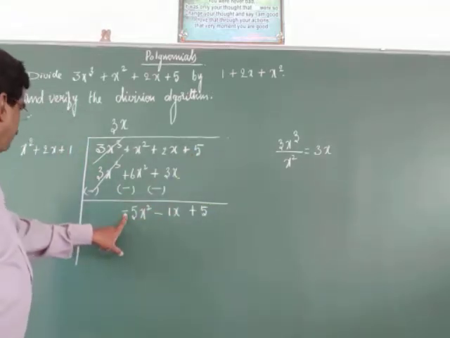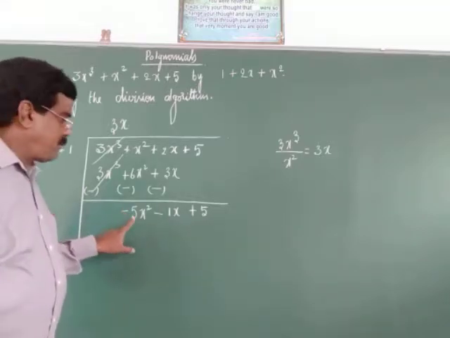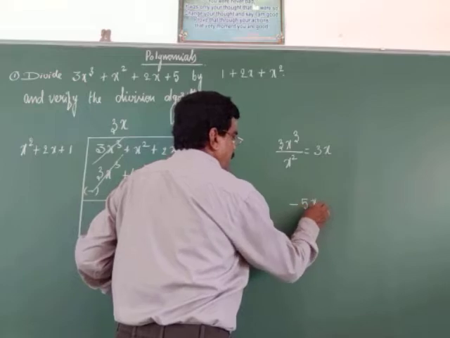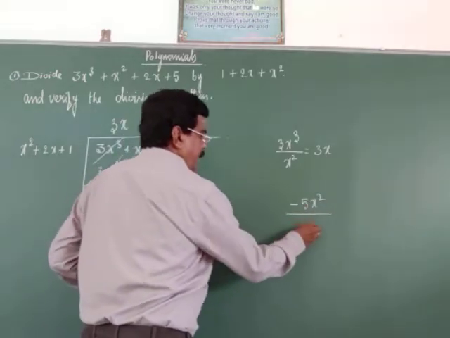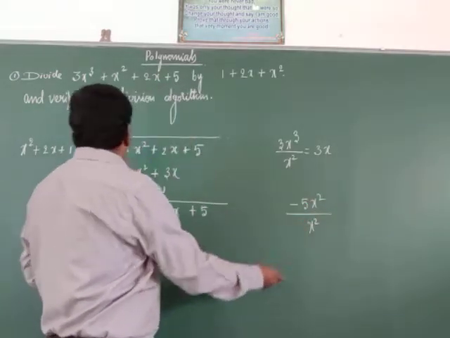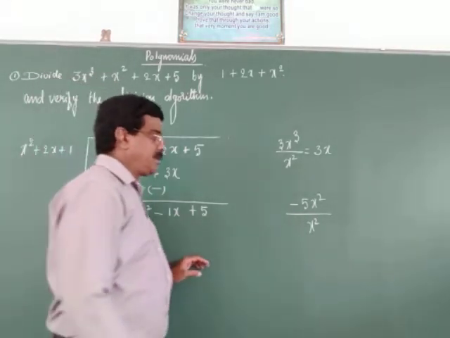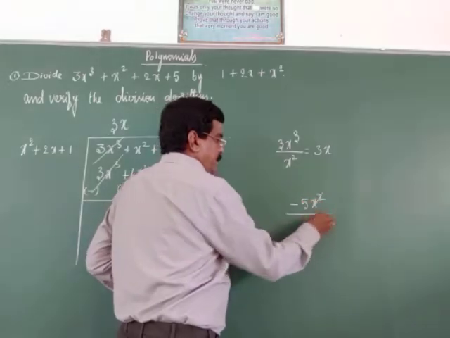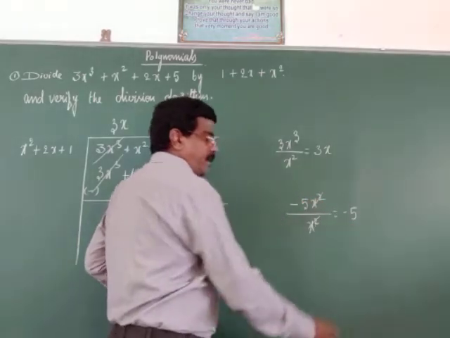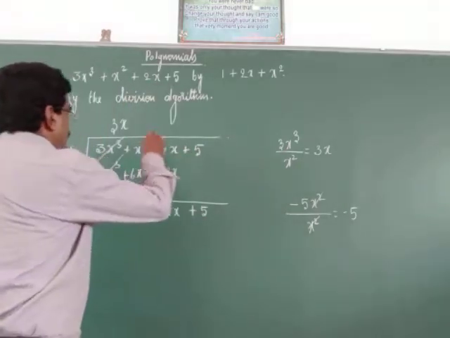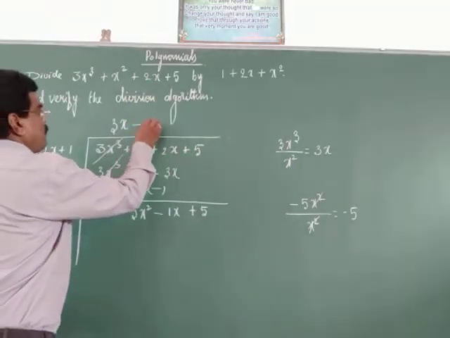So here again, the first term is minus 5x square. Bring it to the working column, divided by x square, the first term of the divisor. That is the procedure I taught already. Just x square and x square get cancelled, we will get minus 5. So this minus 5 is the second term of the quotient.